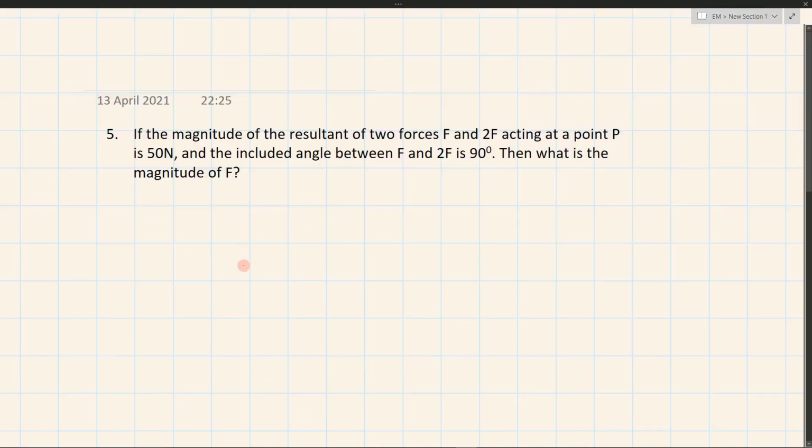Next question. If the magnitude of resultant of two forces F and 2F acting at a point P is 50 Newton and the included angle between the F and 2F is 90 degree, then what is the magnitude of F? So we have two vectors perpendicular to each other. The first one is 2F and the second one is F. The angle between those two is 90 degree, and they have also given that the resultant is 50 Newton. So we have to find what is F.